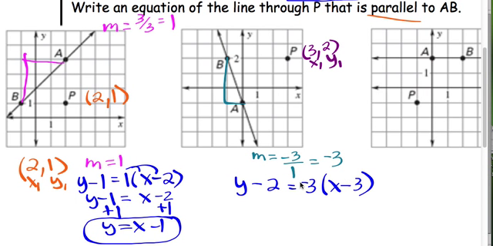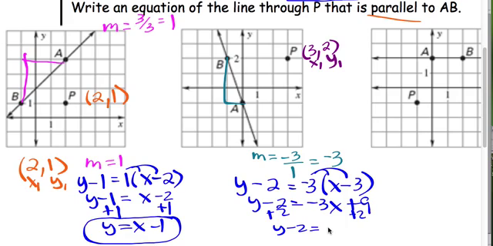And then, of course, you'll get a good amount of points for getting to this point. And then you need to distribute and simplify. So distributing this negative 3, y minus 2 equals negative 3x. Negative 3 times negative 3 is positive 9. Be careful there. That's where a lot of people make a mistake. And then add 2 to both sides. y equals negative 3x plus 11. So that is the equation for that one.